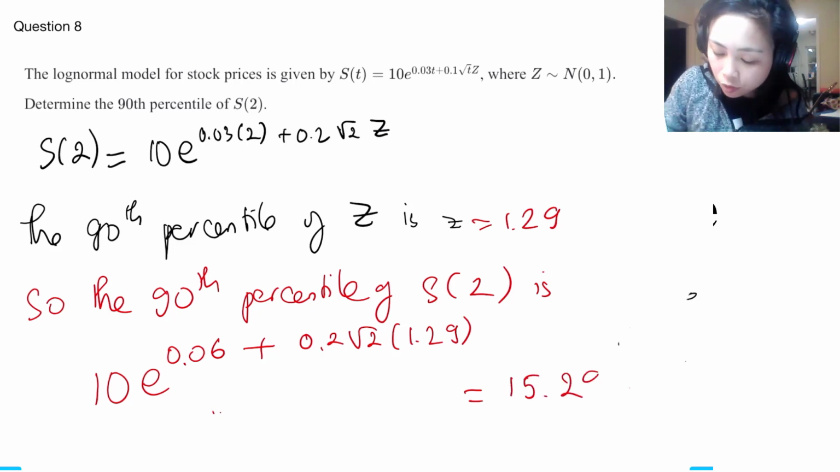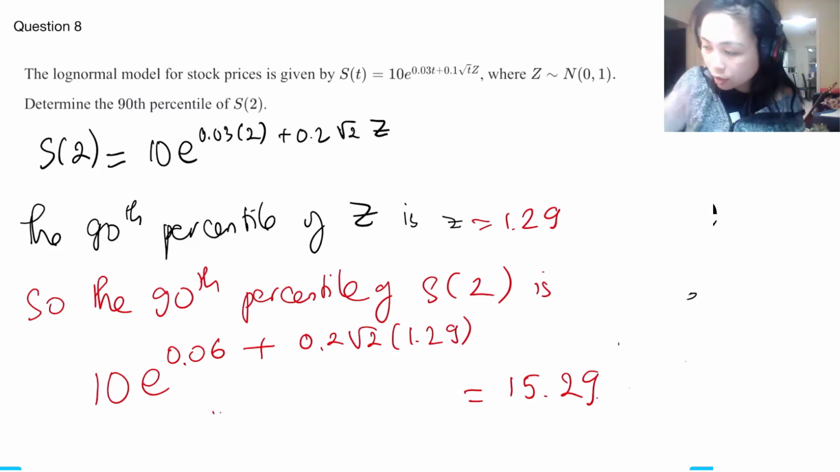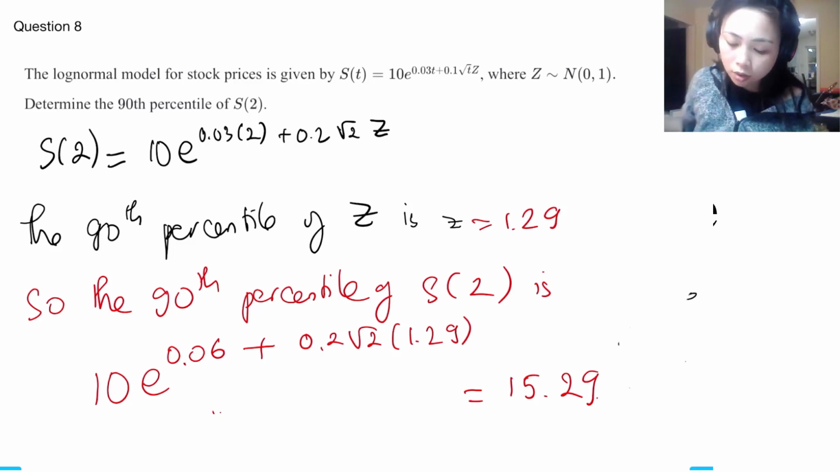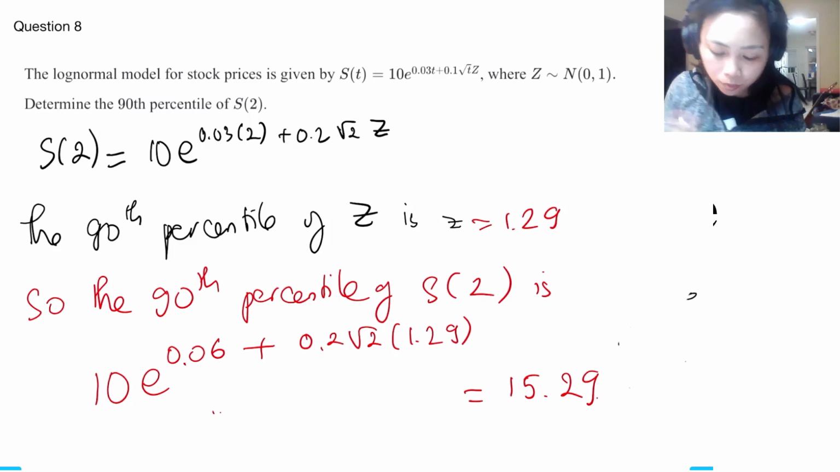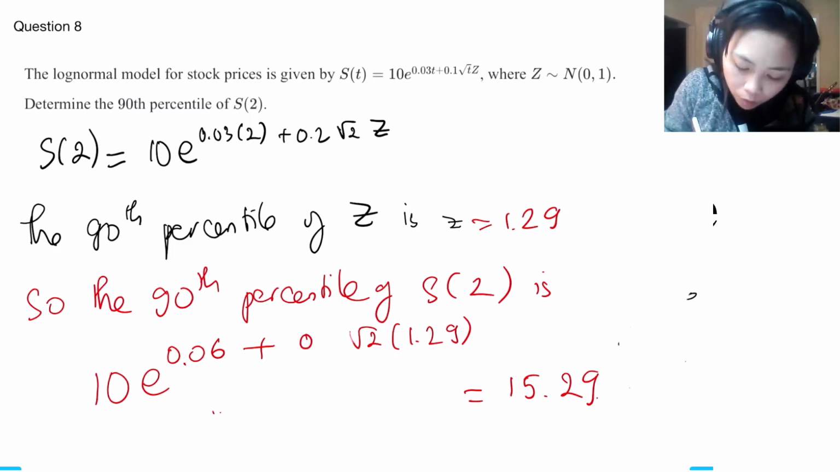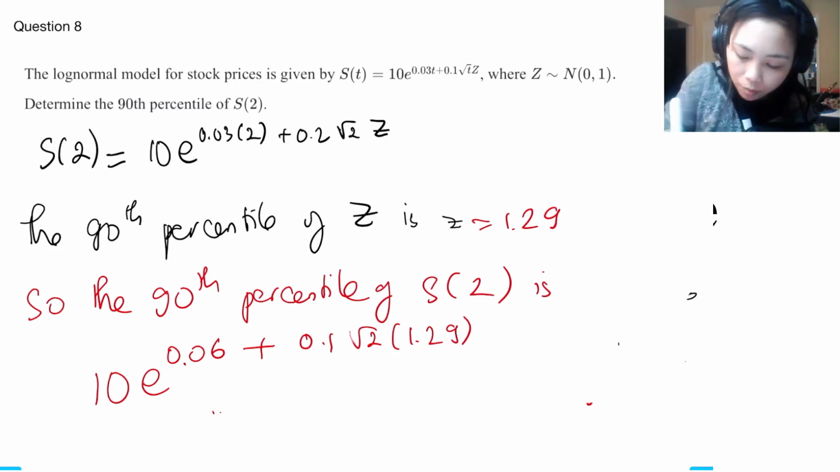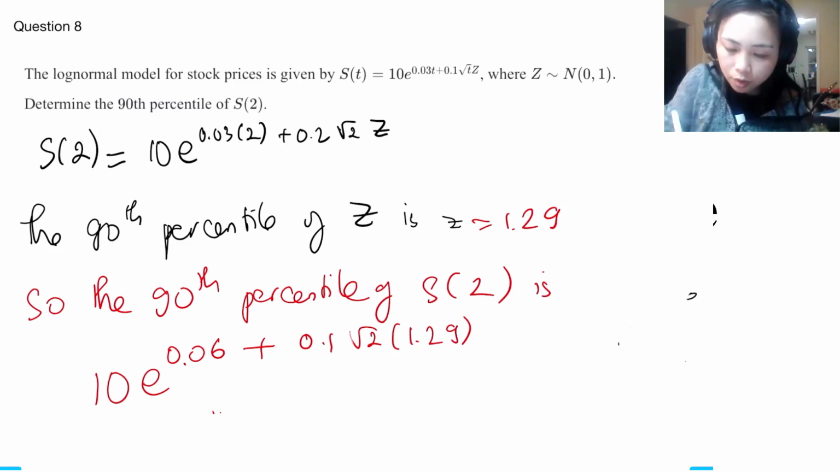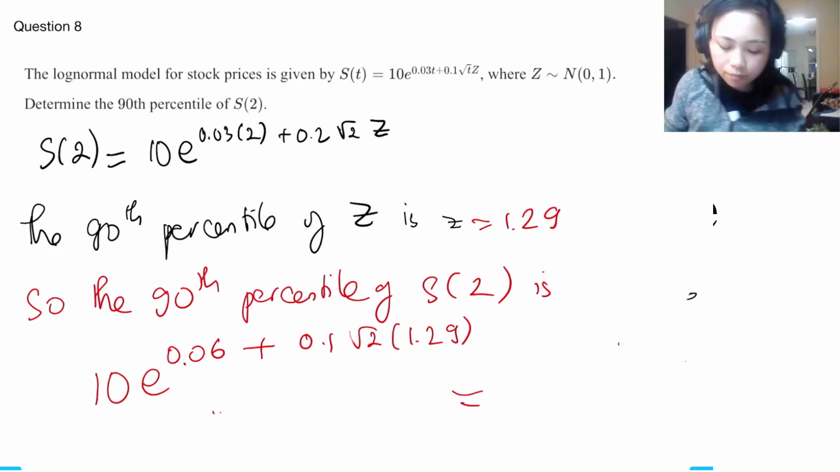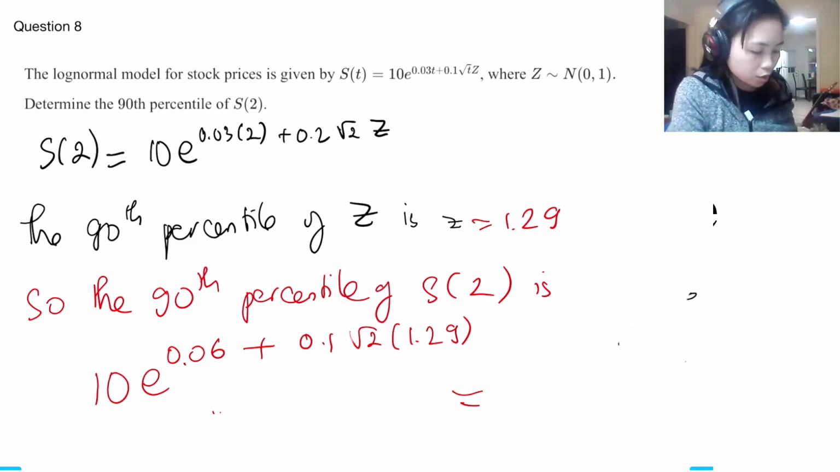Now let's look at problem number 9. Consider the lognormal model for S of t. The current stock price is 100. The stock's continuously compounded rate of return is 5%. And the mean of S of 3 is 103. Calculate the stock's continuously paid dividend rate. So for this problem, we have to find delta, right? Delta is the stock's continuously paid dividend rate.